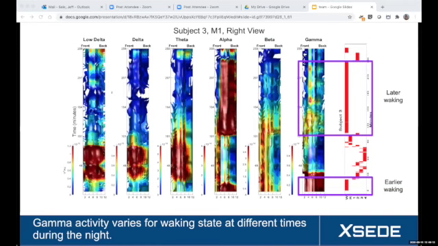Here in subject 3's MEG channel 1 viewed from the right, we see on the far right in the earliest waking state for gamma, it's distinctly different from the later waking state nearer the top. And to some extent in beta as well. And we don't observe this in other frequency bands.